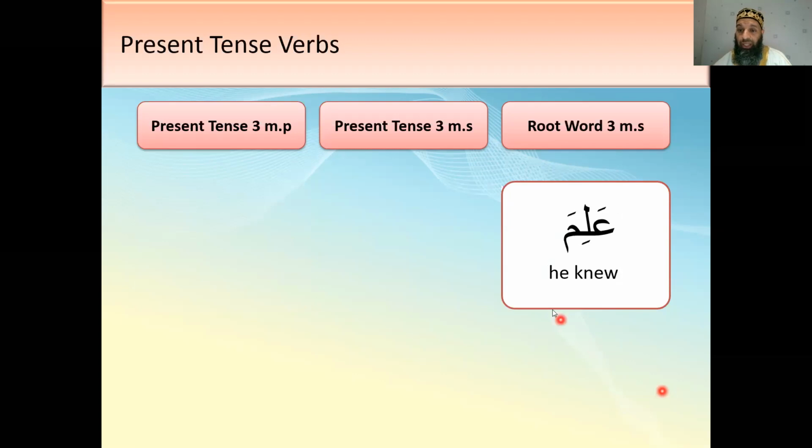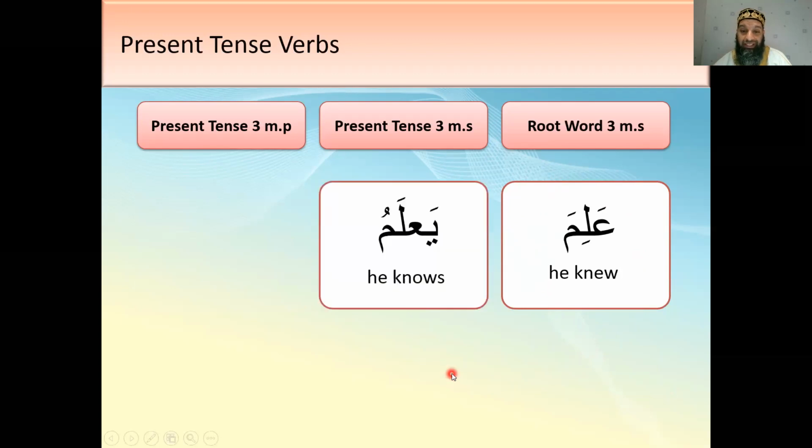Let's look at another one. Alima means he knew. When you bring it into present tense, it's ya'lamu. Again, a prefix. Something came before the root word. This is the root word, la and mu, but this ya comes before it. That means it's present tense.